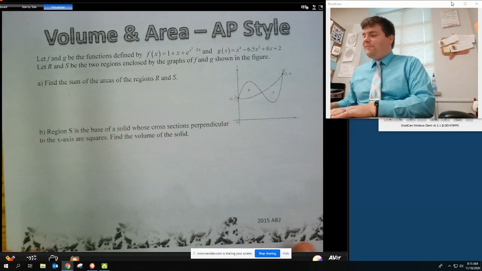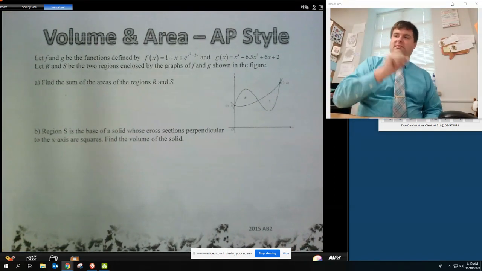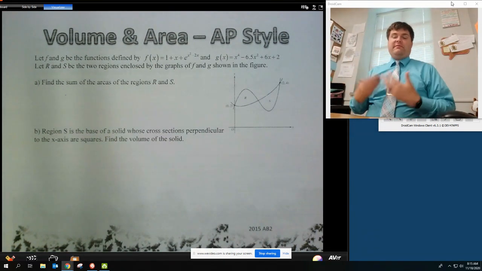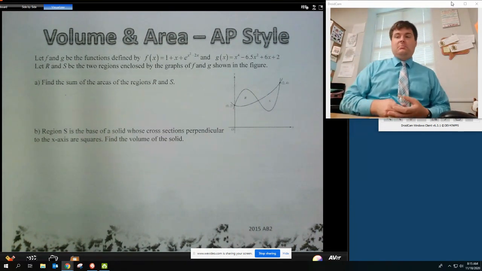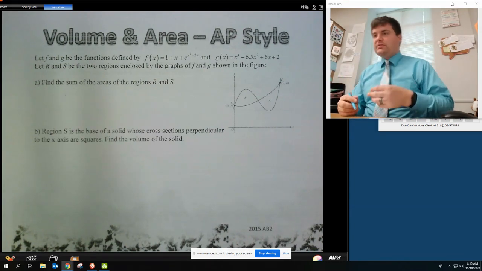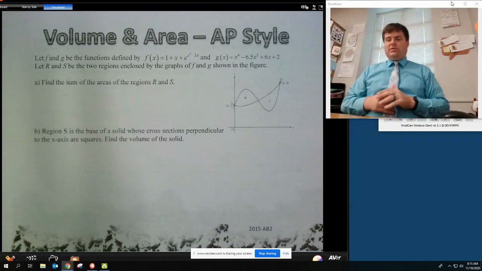Video here on volume and area AP style. What that means is that we're going to be dealing with questions with what we've been learning recently about volume and area, and it's literally an FRQ question. So we're going to go through an FRQ here, just 3 parts, talk about it, go through how the grading would be, and yeah.